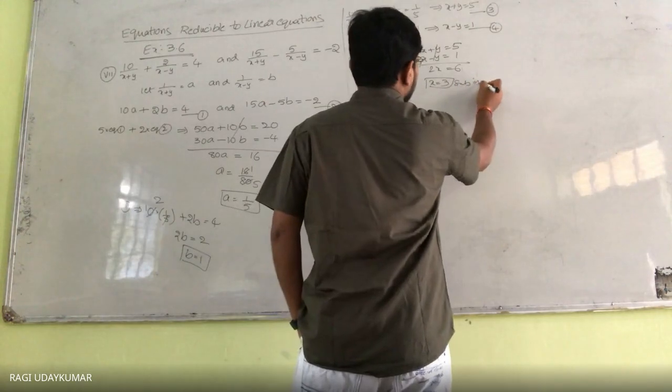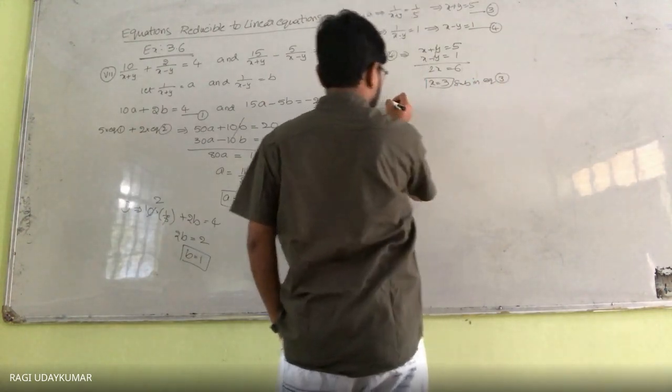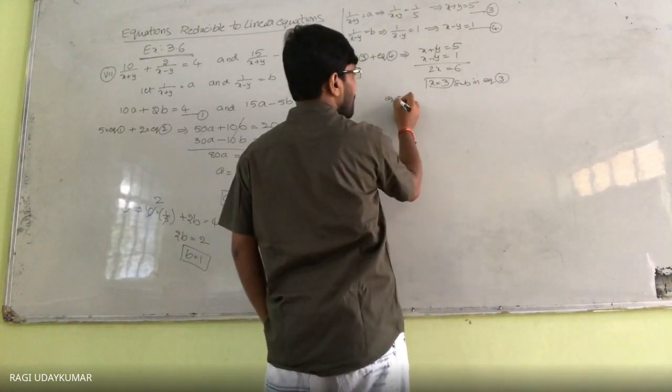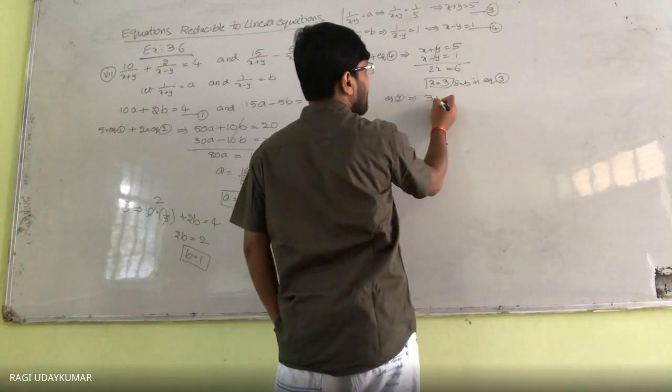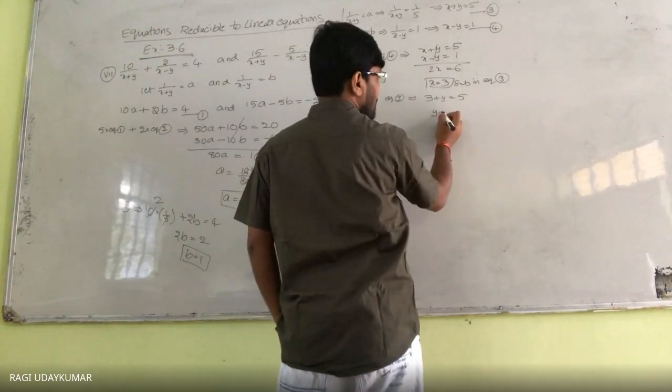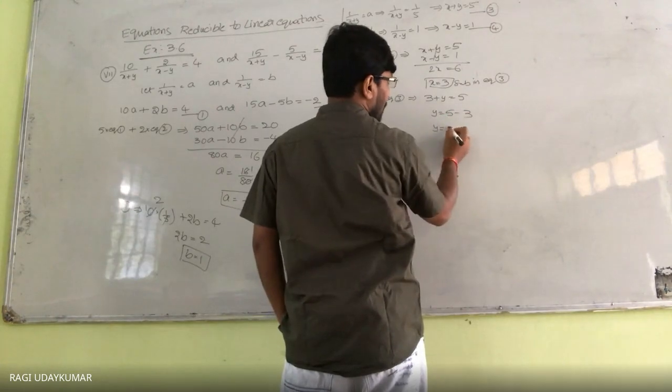This you substitute in equation number 3. So equation number 3 will be transformed to 3 plus y is equal to 5. y is equal to 5 minus 3. y is equal to 2.